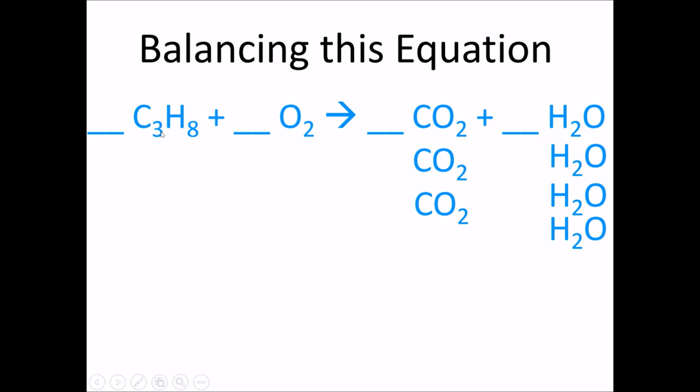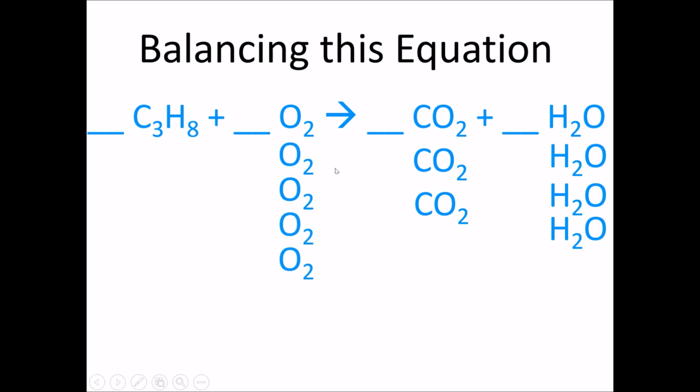So 3 carbons on the reactant side, 3 carbons on the product side. 8 hydrogens on the reactant side, 8 hydrogens on the product side. And so now I'm going to go ahead and count up all of the oxygens on the product side. There are 2, 4, 6, 7, 8, 9, 10 oxygens on the product side. I need 10 oxygens on the reactant side. So far I have 2, 4, 6, 8, and 10.